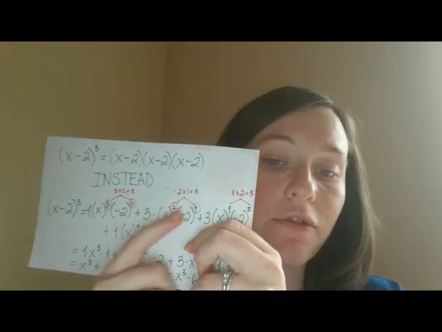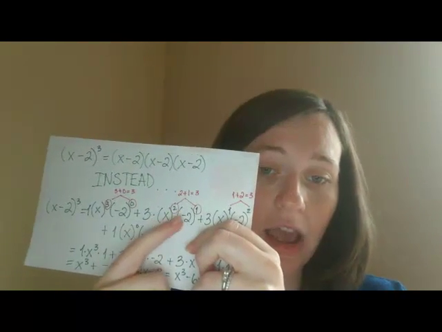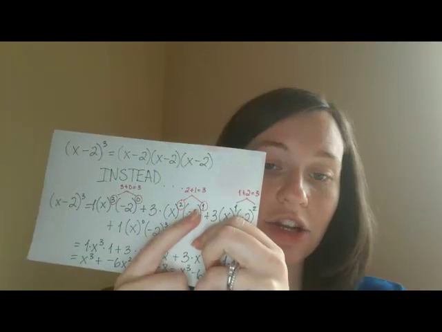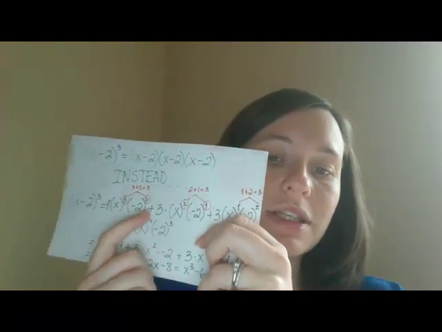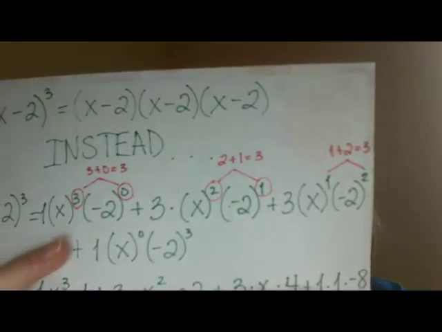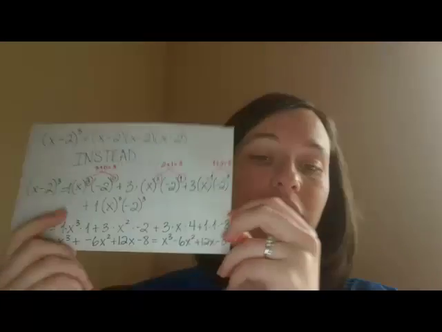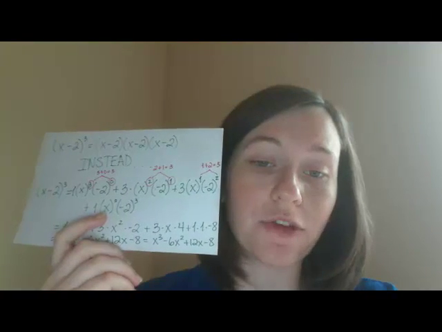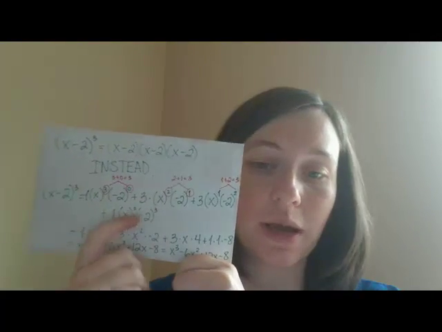After that, the exponent on this term decreases by 1, and the exponent on this term increases by 1. Notice that they're always adding up to 3. 3 plus 0 gives us 3, 2 plus 1 gives us 3, so we're still good. Now Pascal's triangle, remember, gives us the coefficients, and that's where these 1, 3, 3, 1 come from.